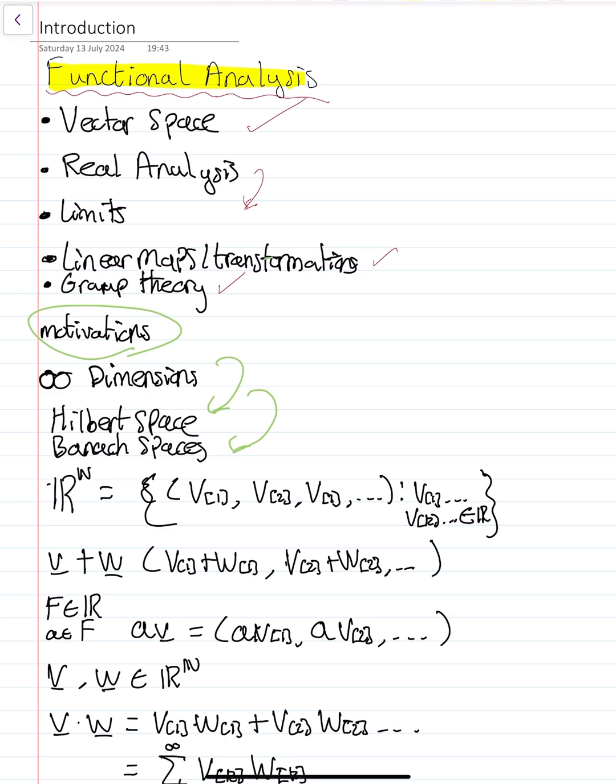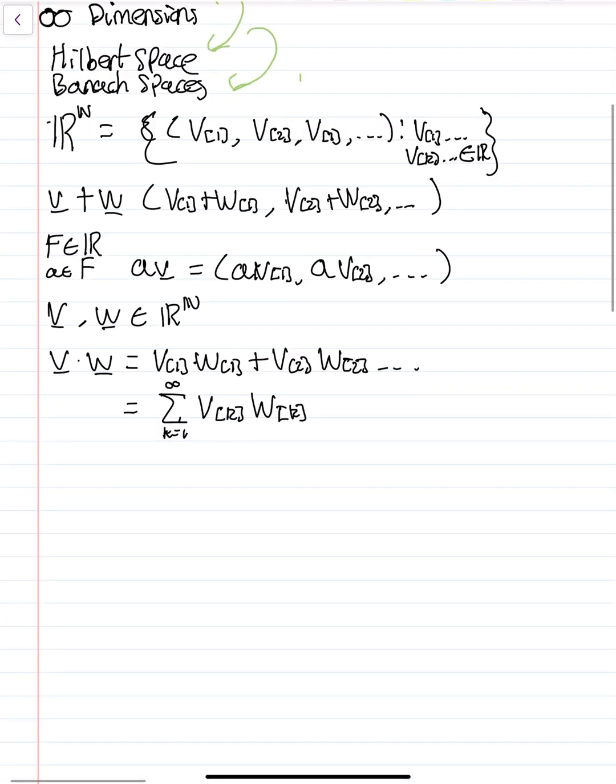Okay, so firstly I'm going to introduce some notation. We're going to call R to the n a set. It's going to be the set of all vectors v1, v2, v3, etc., such that each of these v1 up to some vk are all in the real numbers. So all these are real numbers. I'm going to call it R to the n.